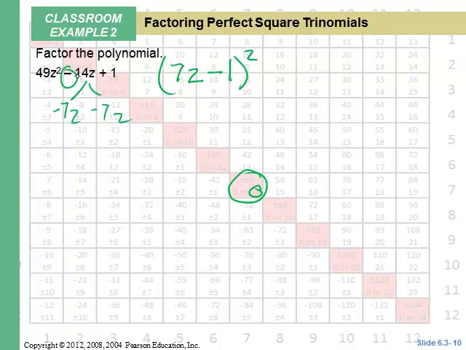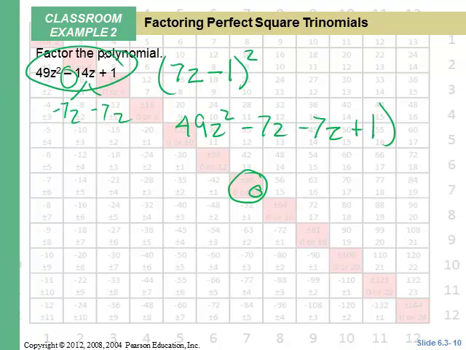Now why minus? Because this sign is minus. And if we multiply that out, we get 49z squared minus 7z minus 7 more z plus 1, which is 49z squared minus 14z plus 1.